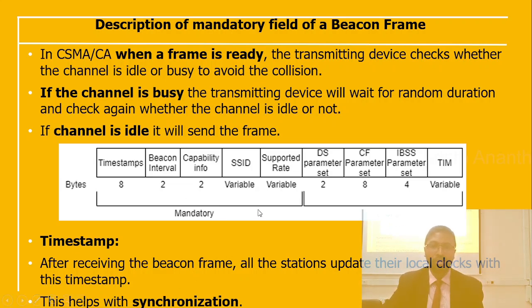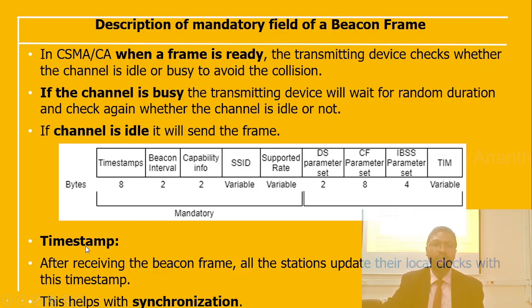Here you will have timestamp, beacon interval, capability information, SSID, supported rates. These are all mandatory. The sizes are 8 bytes, 2 bytes, 2 bytes, and variable. Then you have distribution system parameter set, CF parameter set, IBSS (independent basic service set) parameter set, and TIM as well. Everything else is optional; this one is mandatory.